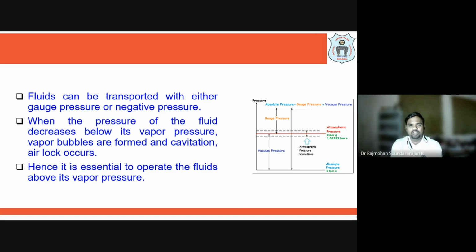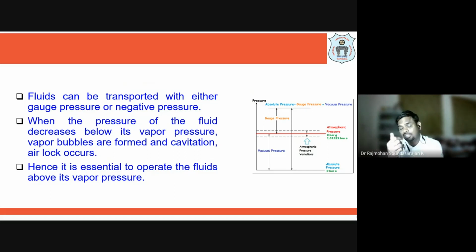Bubble formation will take place. So when that is more, what will happen? There will be a gap, which may restrict the flow of the fluid. That is, the cross section available for the flow of the fluid is reduced, right? So such restriction is there. That's why we need to maintain a minimum pressure in the system, because below it the vapor will be formed.